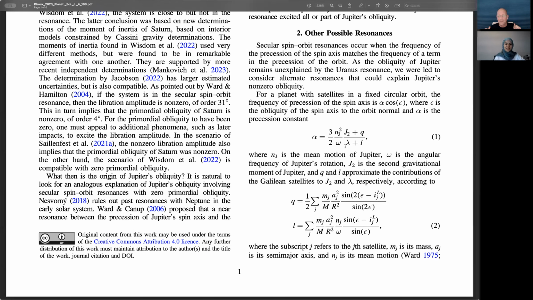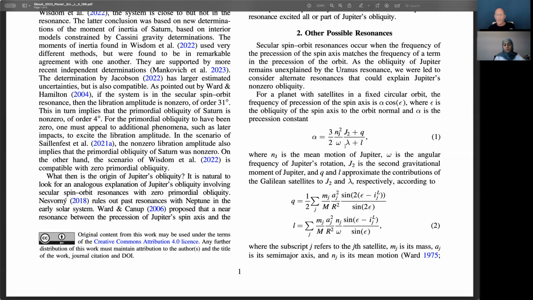Very cool. So for Saturn, it's believed that the spin precession resonance with one of the modes of Neptune's orbit caused the increase in Saturn's obliquity to the present day value. And for Jupiter, what we're doing here is kind of similar, but has some differences, of course.